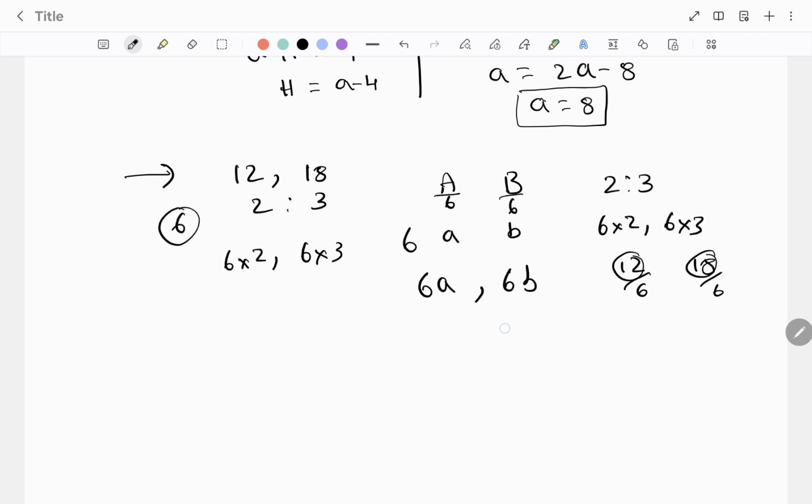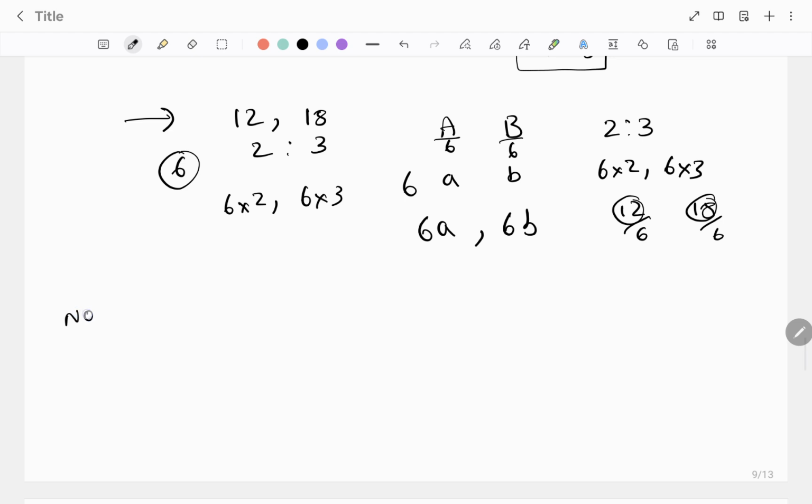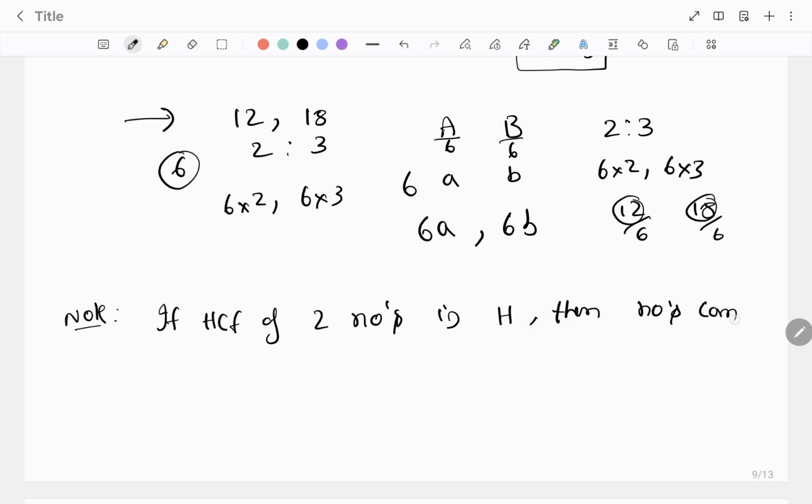So by this we can make a note that if the HCF of two numbers is h, then the numbers can be hx and hy. What are x and y? The quotients. If you divide a number by h, we get a quotient x. If you divide the other number by h, we get y. Same as we assumed small a and small b.